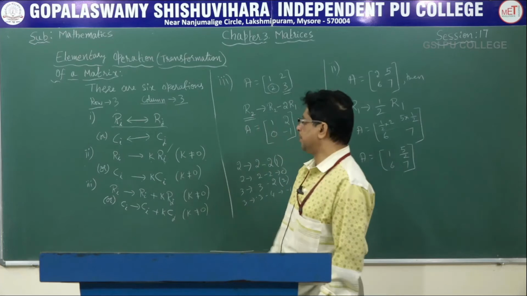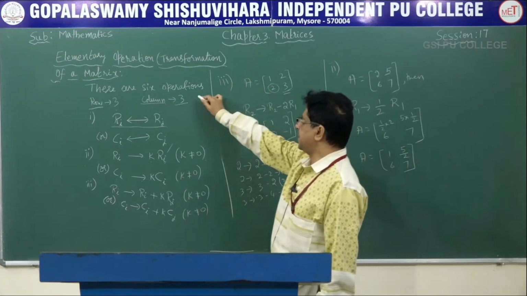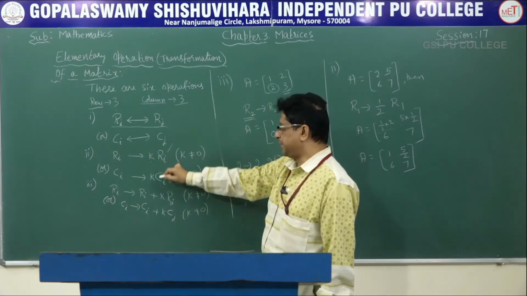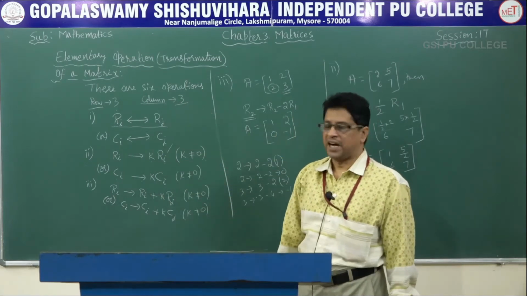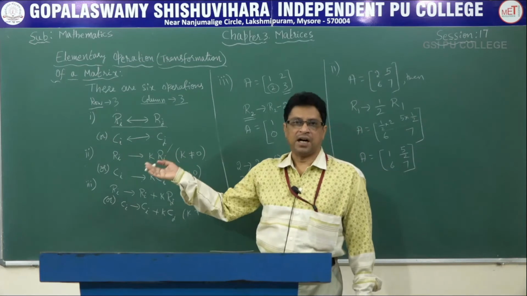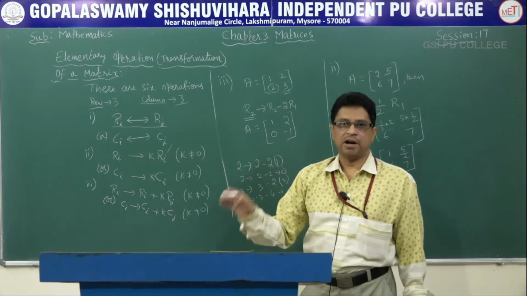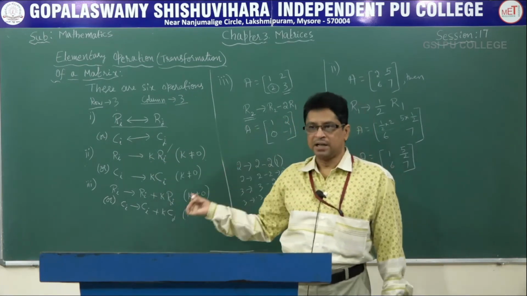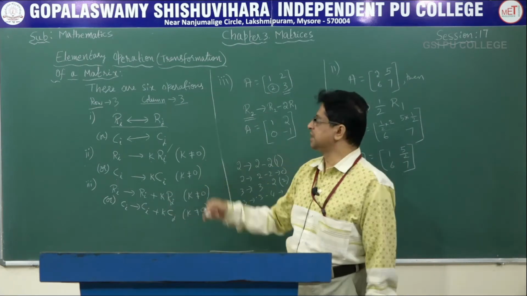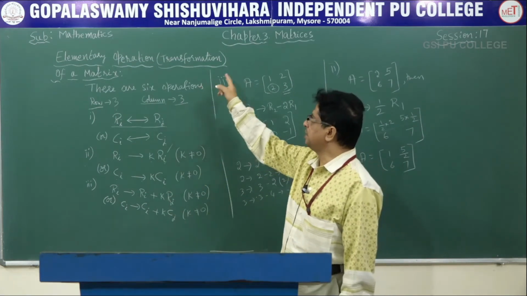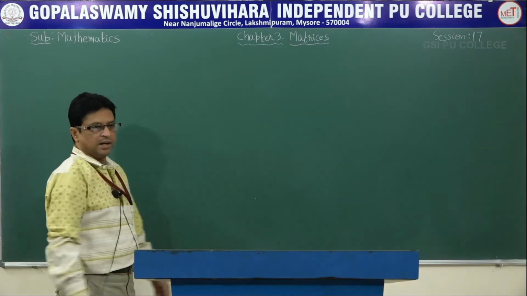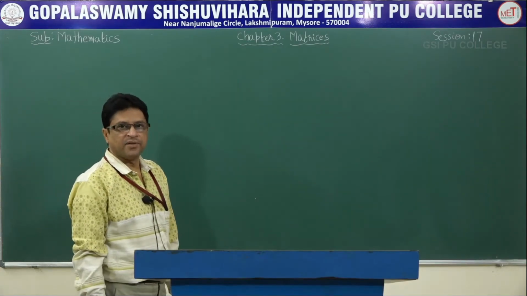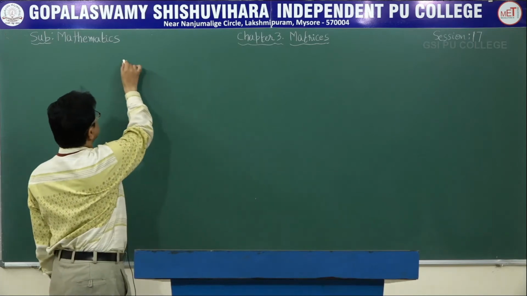That means there are 6 elementary operations, 3 are due to rows or 3 are due to columns. Either you can use row operation or column operation. You should not mix row operation and column operation while using this elementary operation or the transformation of a matrix. We pass on to next concept, invertible matrices.